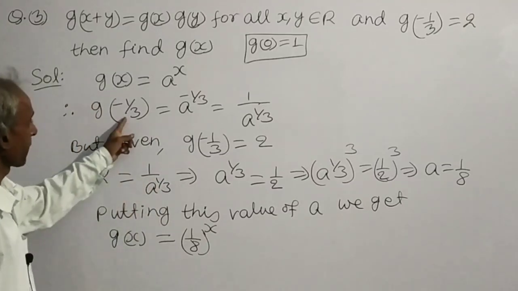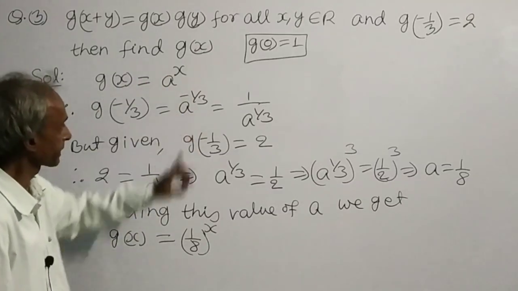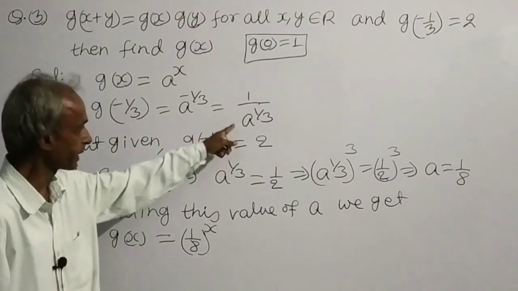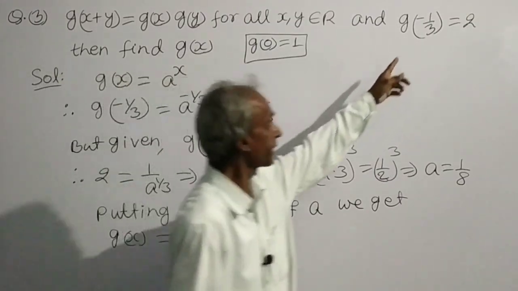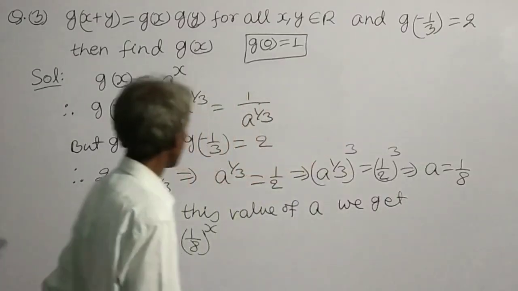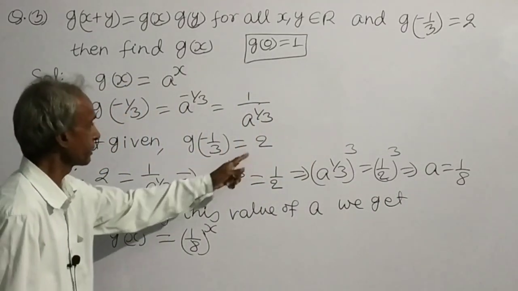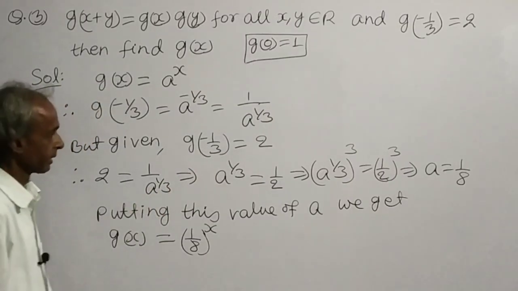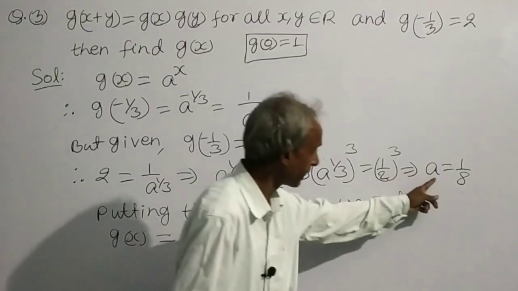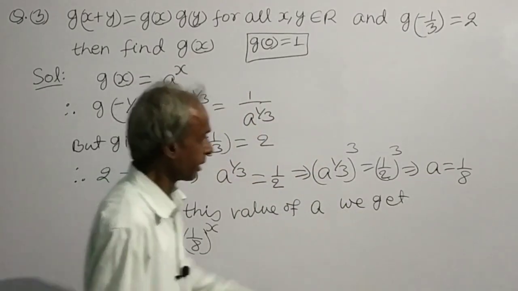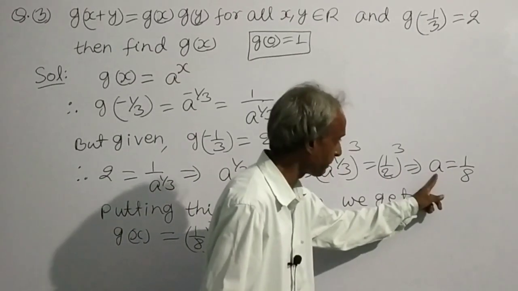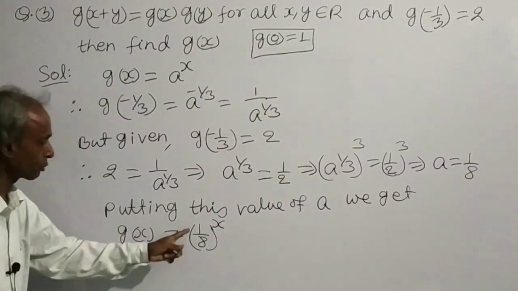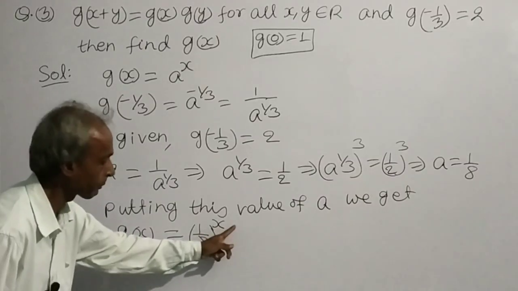Putting -1/3 in place of x, we get g(-1/3) is equal to this. But it is given that g(-1/3) is equal to 2. That means 2 is equal to 1 by a to the power 1/3. This gives a is equal to 1/8. When we put 1/8 in place of a here, then we get g(x) is equal to (1/8) to the power x.